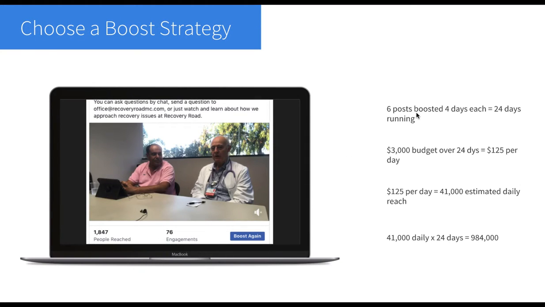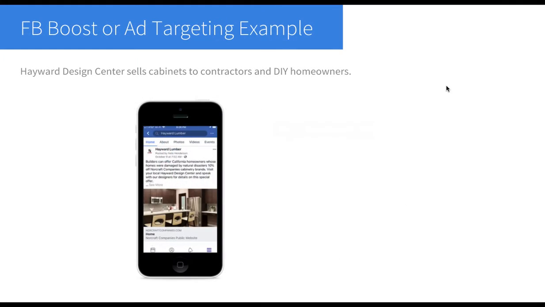Here's a couple examples that I've done. This is an example of boosting where I took a recovery center that I work with and we had a video, and I took a look at if I did 6 posts and boosted them for 4 days each, 24 days running, and had a $3,000 budget at 125 a day, I might reach close to 1 million people in the end. And that's an interesting strategy to look at, right? So boosting doesn't cost very much and it can get you a lot of views.